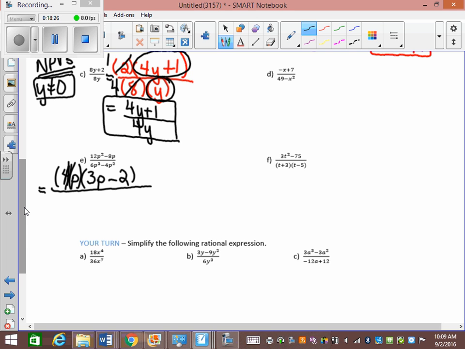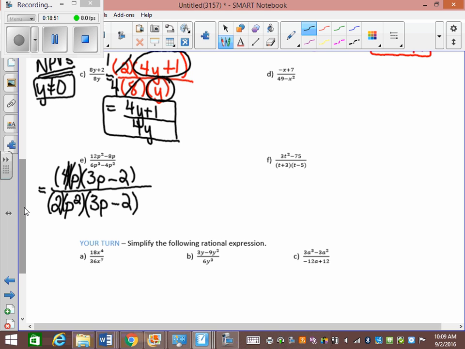Then we have 6p cubed minus 4p squared. What do we take out? 2p what? 2p squared. Because those are multiplied and put them in their own bracket. We take out a 2p squared out of 6p cubed. We're left with 3p. Minus 4p squared divided by 2p squared is 2.